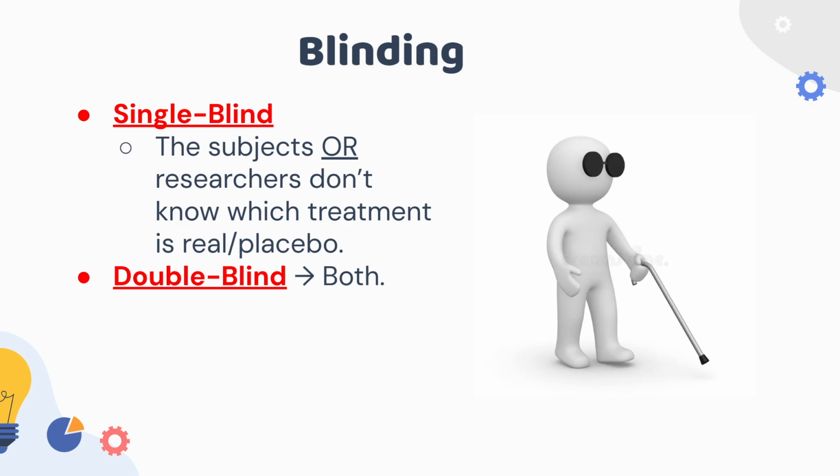Well, the researcher might not know because if they know which treatment is which, they might introduce some kind of experimental bias because they want the actual treatment to work. Maybe it's their treatment or something like that. That's why you might want to blind the researcher.